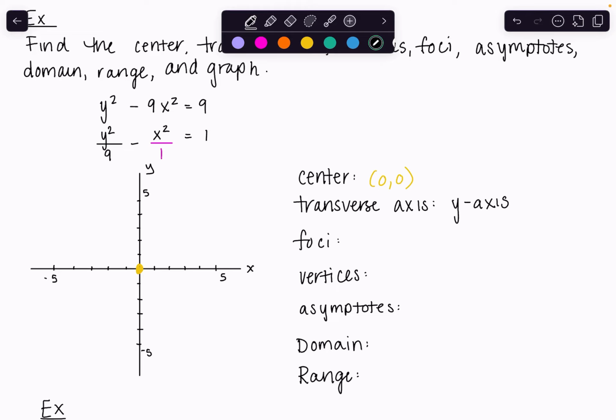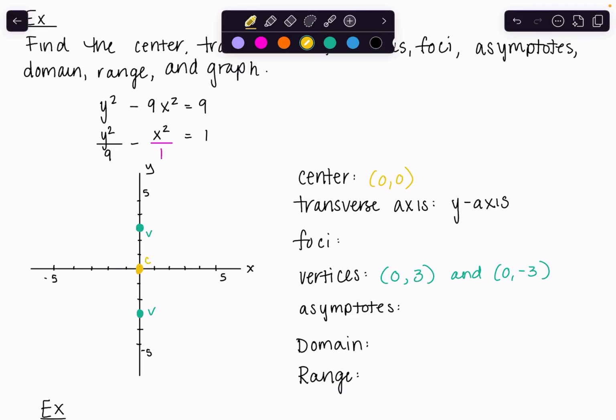Okay. Now I want to go ahead and start finding some other key pieces of information. So again, because it opens along the y, that tells me how far from the center I move to find my vertices. So in that case, I move a distance of 3, because the square root of 9 is 3. So I go up and down 3 to get those vertices. So those will occur at 0, 3, and 0, -3.